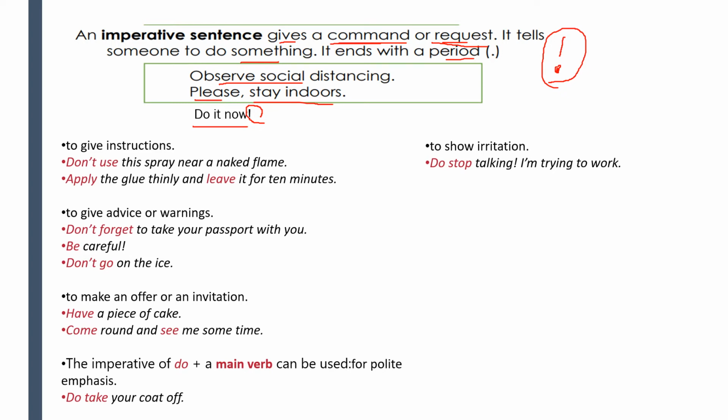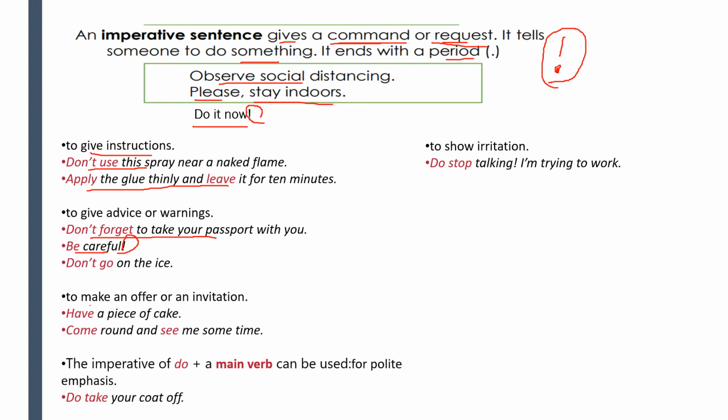Clear? Sometimes it gives instructions just like this. Don't use this spray near a naked flame. Apply the glue thinly and leave it for 10 minutes. Give instructions. Sometimes it gives advice or warnings, just like this. Don't forget to take your passport with you. Be careful! You're giving warnings, right? This is not an exclamatory sentence. This is an imperative. It ends with an exclamation mark. Okay? Be careful. You give advice or warnings.